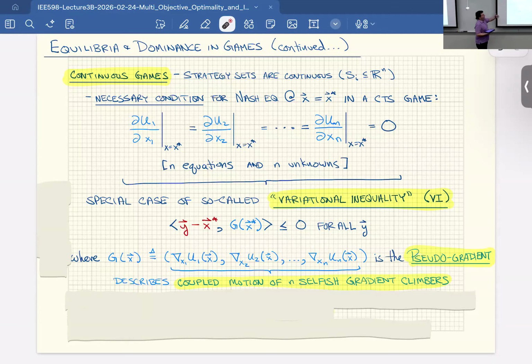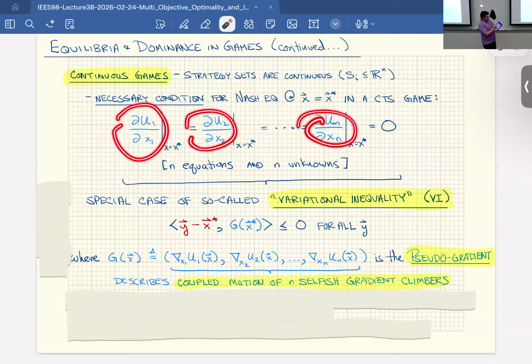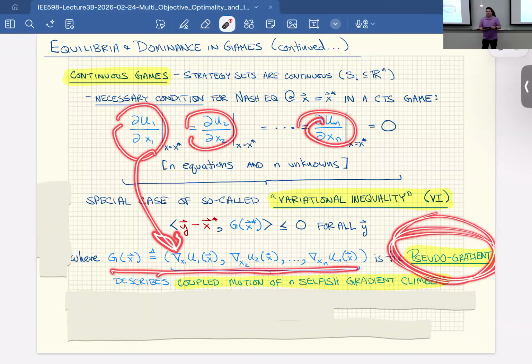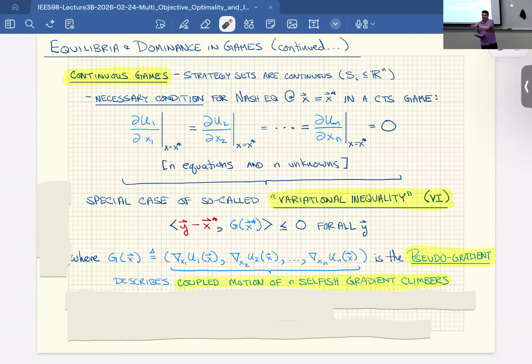So, emphasizing here that if you collect all of these into a vector, that's what's down here. That's the so-called pseudo-gradient. So it's not a real gradient because it's broken up among multiple utility functions. A real gradient would be partial u, not u1, with respect to each one of these. So you have partial u with respect to x1, partial u with respect to x2. That would be the members of the real gradient. The pseudo-gradient is you change what you're taking the partial of for every position. But it still is meant to describe the coupled motion of n selfish gradient followers.